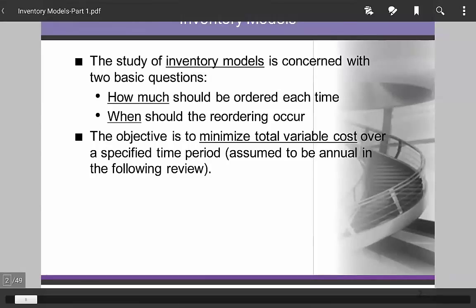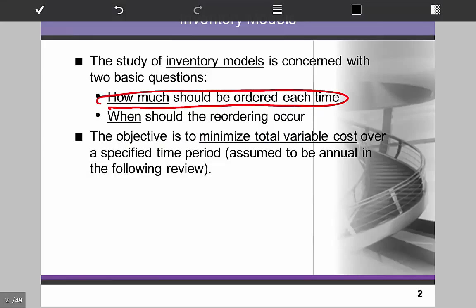You don't do that. Neither do you, if you know that you're going to sell 10,000 cases of beer, just buy all 10,000 cases, put them in the inventory and keep selling throughout the year. The answer really lies somewhere in between. So this chapter is about two questions. How much should you order at each time? That also means how many times do you have to order, because your demand is constant. If you know you're going to sell 10,000 cases of beer, these two questions are equivalent: how much should you order at each time, or how many times do you have to order each year?